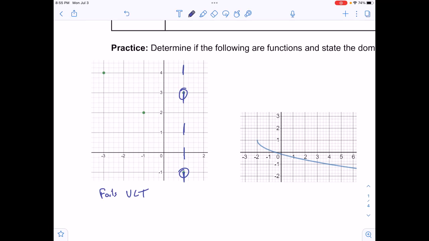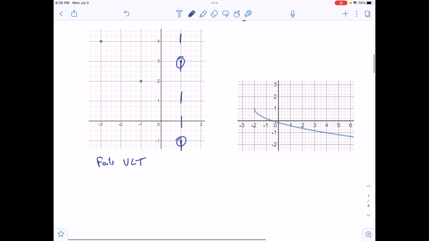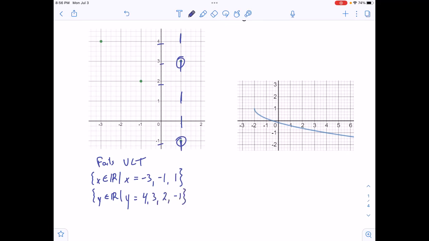Okay. If I were to write the domain for this, recall domain is the x values, so I would write x is an element of all real numbers such that, and here, because it's just dots, there's only certain values that it can be. So I'm literally going to write x equals. x can be -3, x can be -1, or x can be 1. My range will be set up the same way. y is an element of all real numbers such that, and again, what are the y options here? Well, we've got a 4, a 3, a 2, and a -1. So I'm going to write 4, 3, 2, -1. The order doesn't really matter. All that matters is you have them listed.